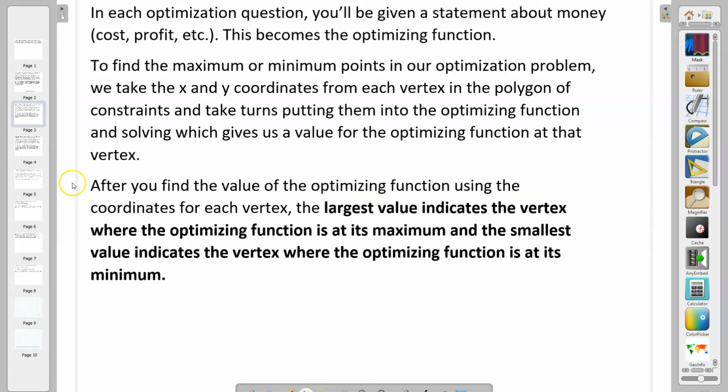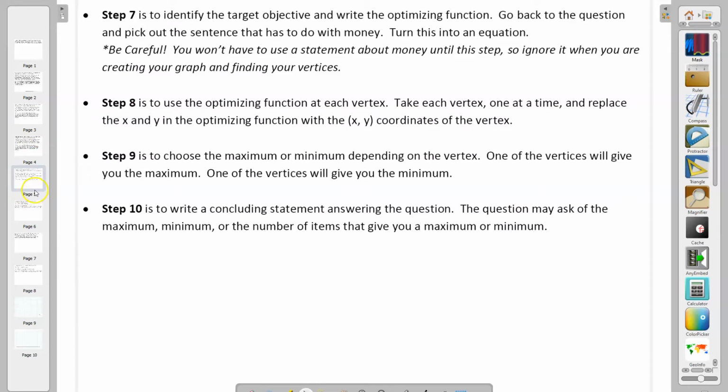To find the maximum or minimum points in our optimization problem, we take the x and y coordinates from each vertex in the polygon of constraints and take turns putting them into the optimizing function and solving, which gives us a value for the optimizing function at that vertex. After you find the value of the optimizing function using the coordinates for each vertex, the largest value indicates the vertex where the optimizing function is at its maximum, and the smallest value indicates the vertex where the optimizing function is at its minimum.